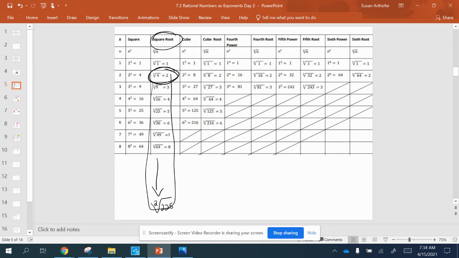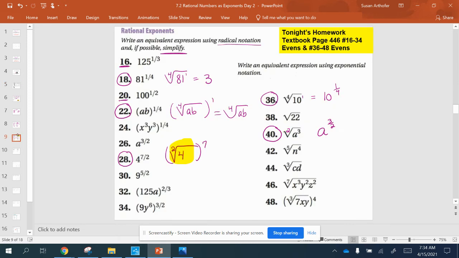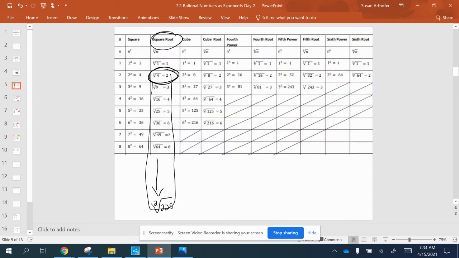So square root of 4 is 2. So I'm going to do the inside first. Square root of 4 is 2. And then I'm going to bring down that 7. So now I'm at 2 to the 7th. Now the question is, should I keep going, Miss Artofer, and figure out what 2 to the 7th is worth? Well, go back to your chart. Do I have anything in here?